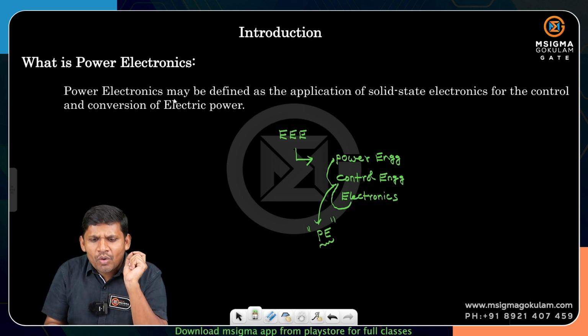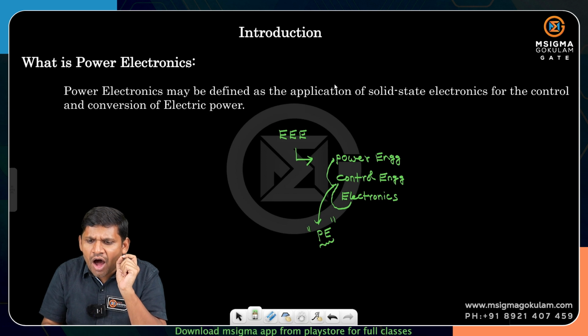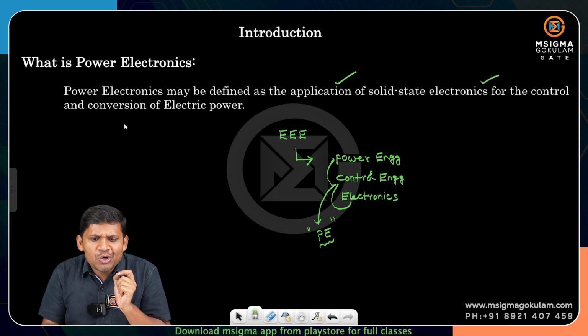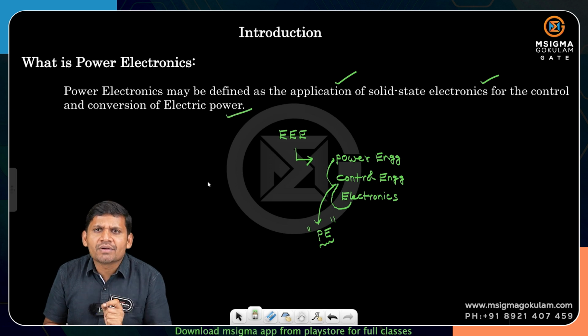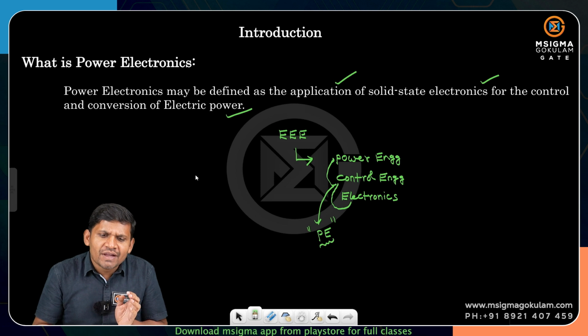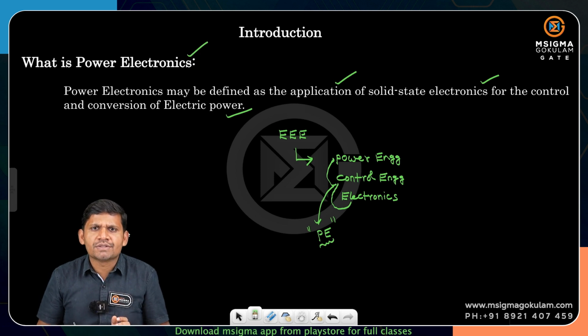That is, power electronics may be defined as the application of solid state electronics for the control and conversion of electric power. That is, at power level, how we can use solid state electronic devices is explained by power electronics.